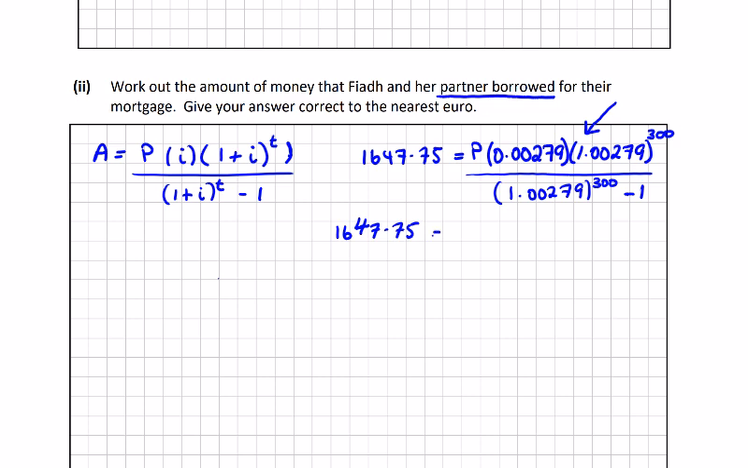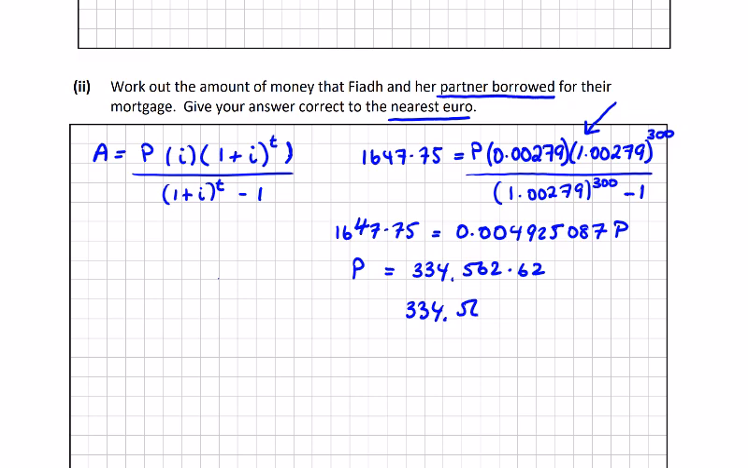So that's going to leave 1647.75 is equal to, I would take all the numbers here, 0.004925087 times P. So P, the amount that we've borrowed, is working out to be 334,562.62. We want it to the nearest euro, so that's going to be 334,563 for the amount that we borrowed on our mortgage.